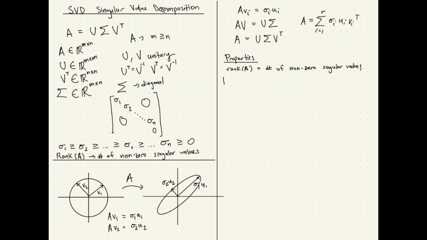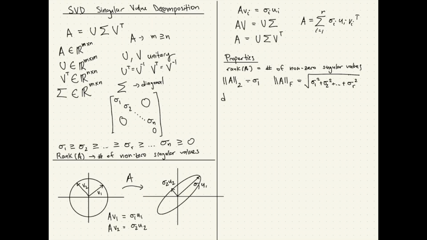In terms of norms, we'll talk about norms in a different video, but the induced matrix 2-norm is equal to the highest singular value. The Frobenius norm of the matrix is just the square root of the sum of the squares of each of the singular values. We're going up to r only because everything after r is 0. It won't have any effect.